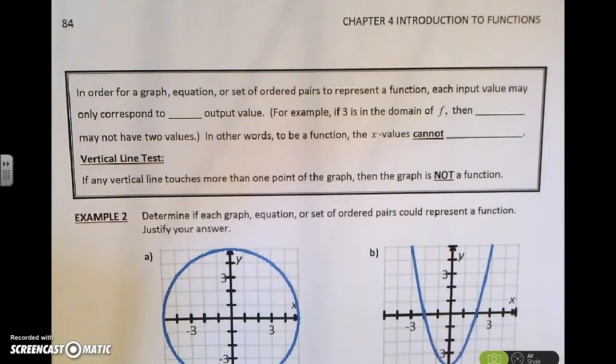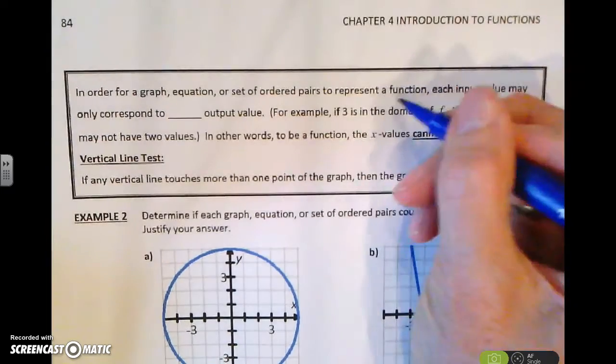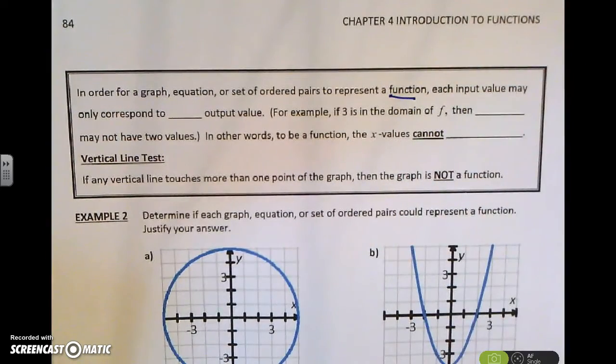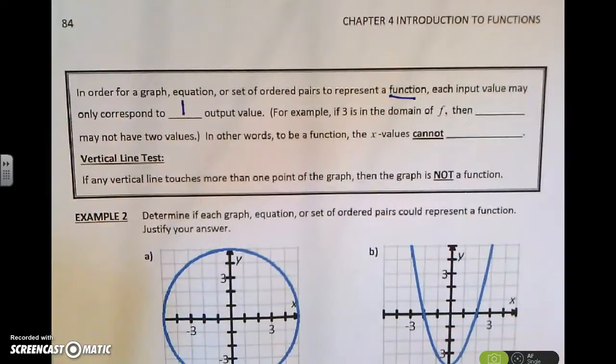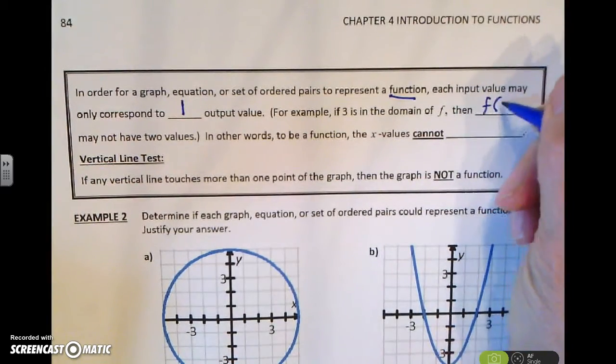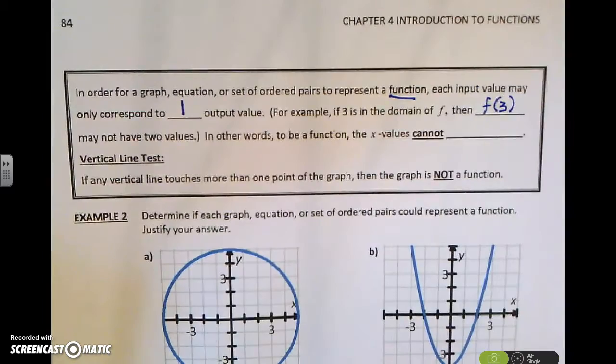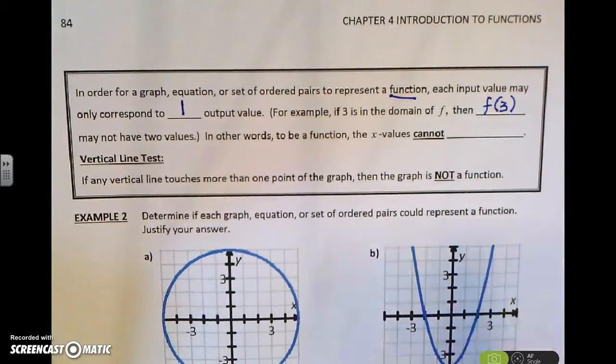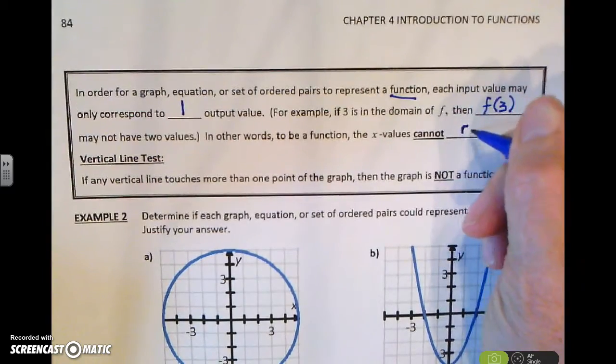In order for a graph, an equation, or a set of ordered pairs to represent a function, each input value may only correspond to one output value. For example, if 3 is in the domain of f, then f of 3 may not have two values. In other words, to be a function, the x values cannot repeat.